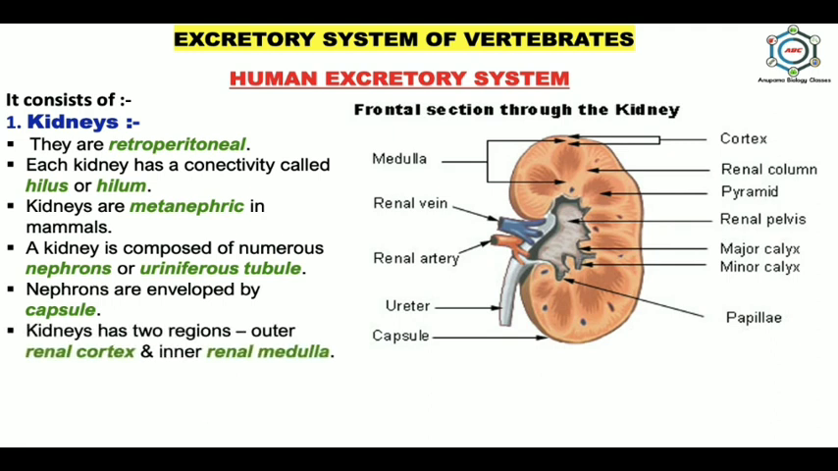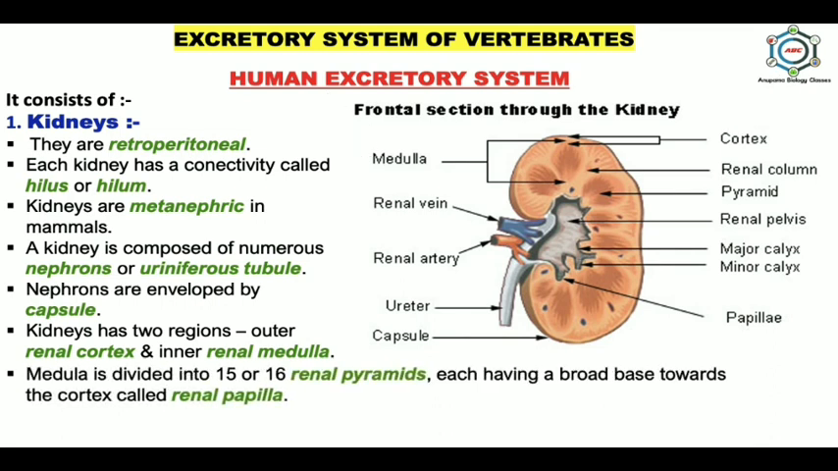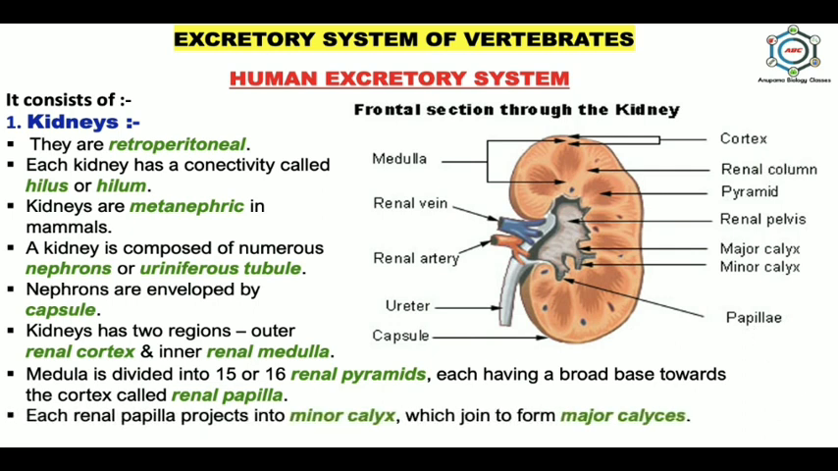Kidneys have two regions: the outer renal cortex in the picture and the inner renal medulla. The medulla is divided into 15 or 16 renal pyramids, each having a broad base towards the cortex, and an apex called the renal papilla. Each renal papilla projects into a minor calyx, which joins to form major calyces. The major calyces open into the pelvis which leads into the ureter. Besides this, there are two other structures, the renal artery and renal vein, which open into the kidney.